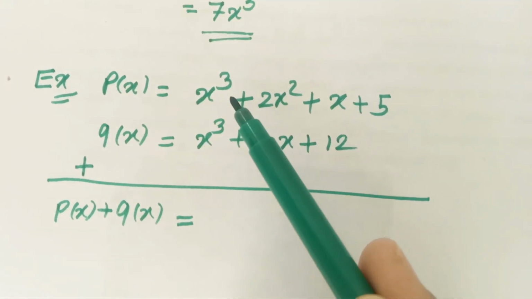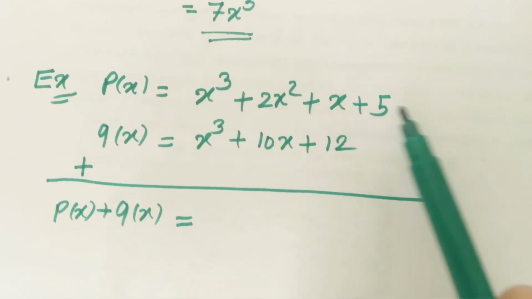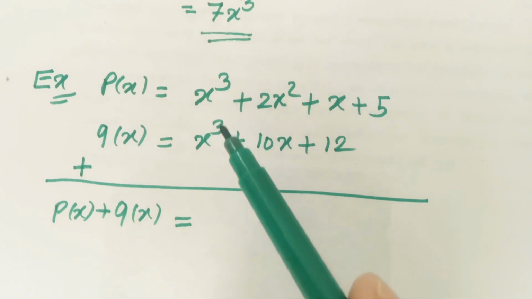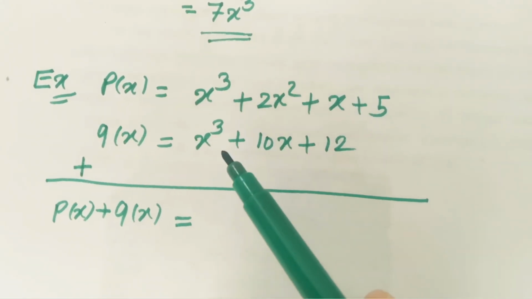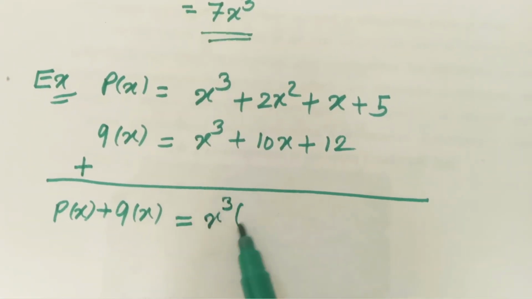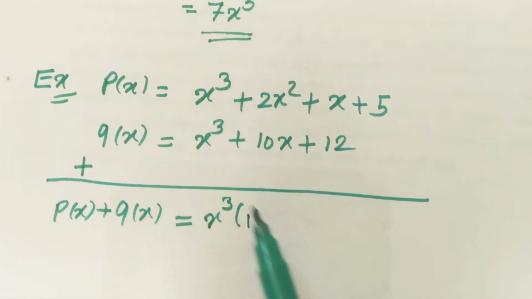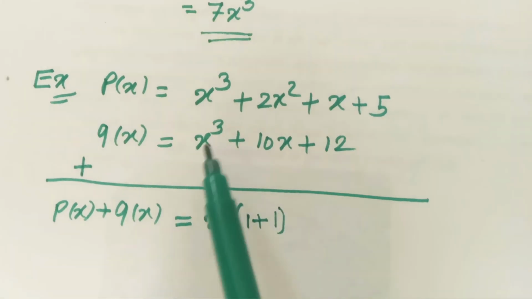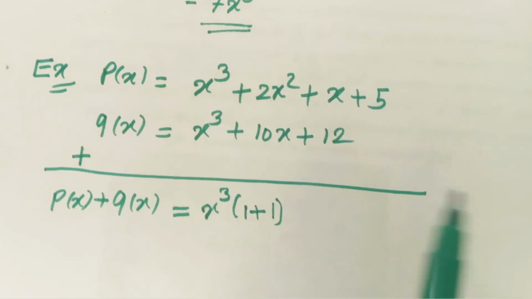Here you have to check one by one term, from the highest power of x to the lowest power. Here the highest power of x is x cube, and check for the similar term in q of x. If it exists, then take x cube common. Here I am taking x cube common, then the first polynomial remaining is 1 and the second polynomial remaining is 1. Because I have taken x cube common, the first term remaining is 1 and the second term remaining is 1.